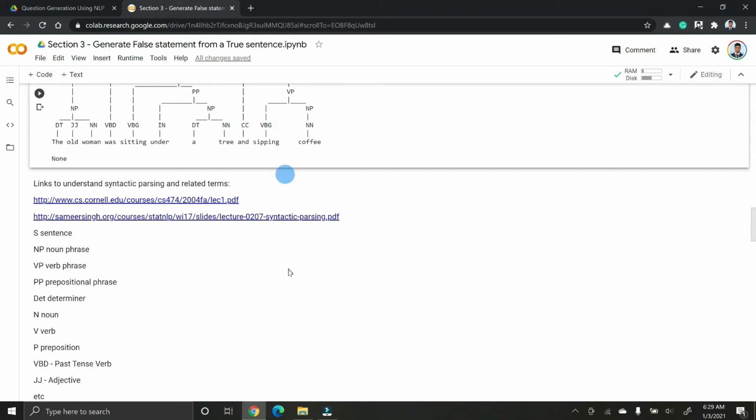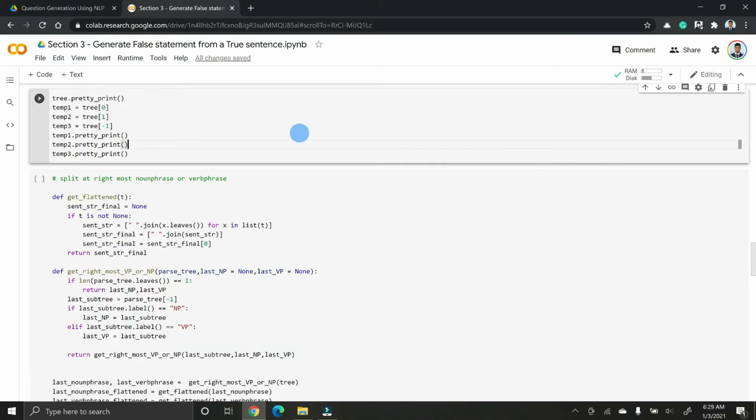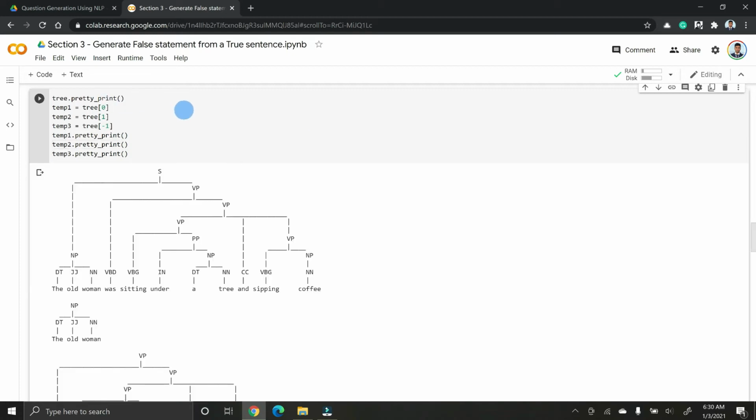If you are unsure about what these VBG, NP, DT, all these things stand for, what these constituencies of a word are, you can go through these links that I have provided here, where you can understand syntactic parsing and its constituents in detail. Now here I want to demonstrate how the tree is organized. If you look at the tree, the whole tree is printed here, and the tree is organized such that it's a nested list.